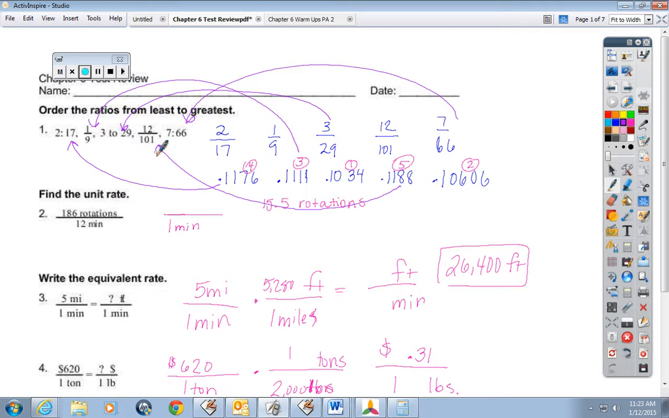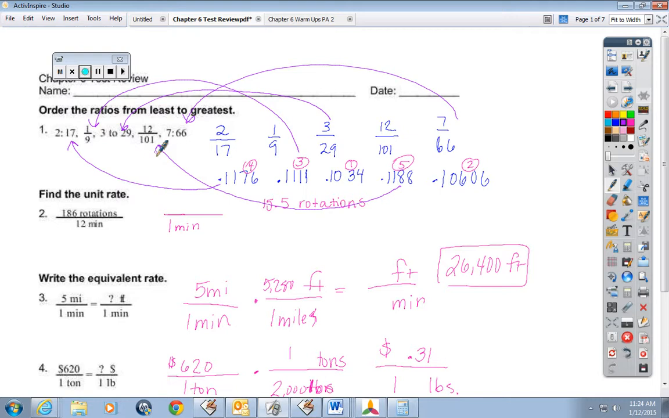And then number 2, remember a unit rate. The way to find a unit rate is whatever the denominator is, we want that to be 1. So if it's 1 minute, 1 mile, $1, 1 donut, 1 paper towel, 1 pencil, we want the denominator to be 1. In this case, the unit was minutes, so the denominator was 12 minutes. We want it to be 1. So what do you do to 12 to get 1? You divide by 12. So what are you going to do to 186? Divide by 12. And when you do that, you get 15.5 rotations in a minute.